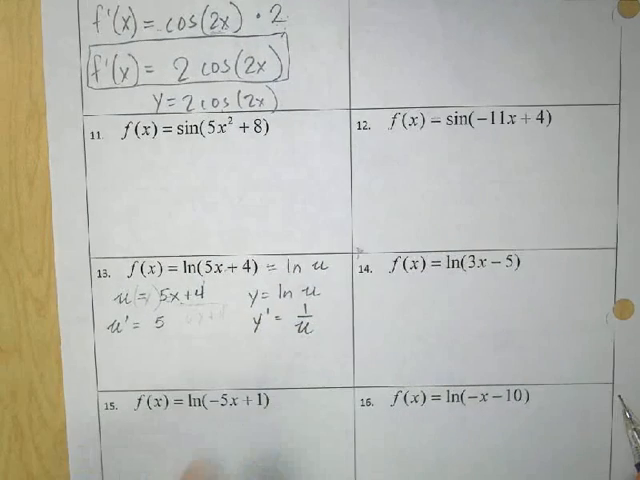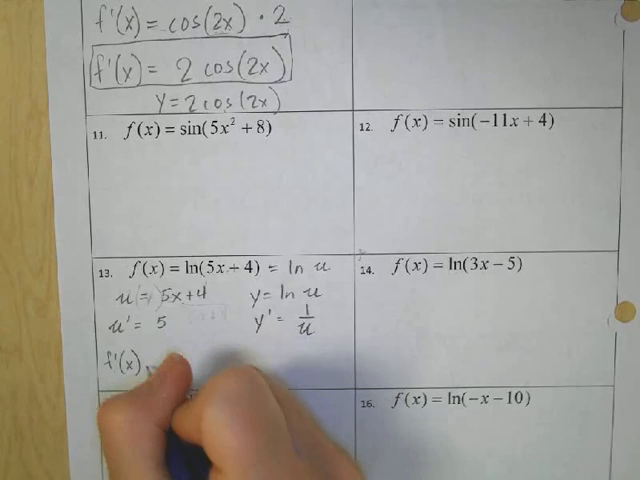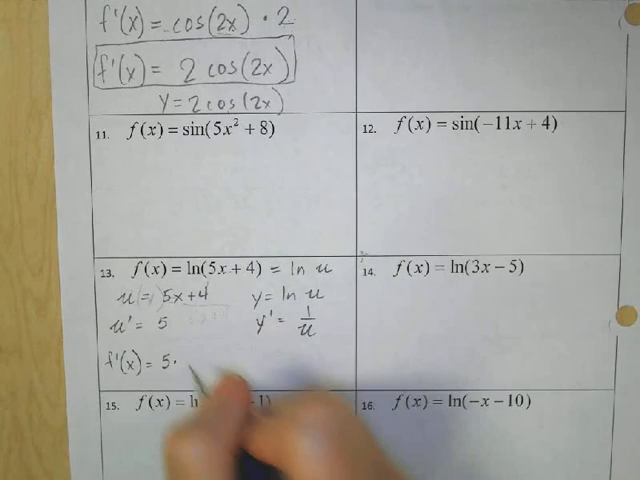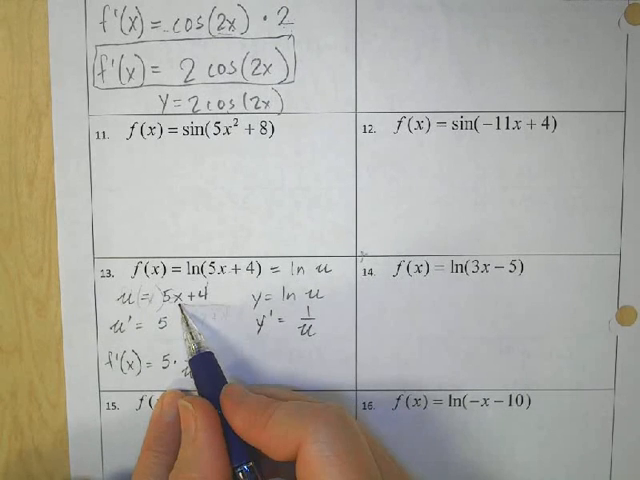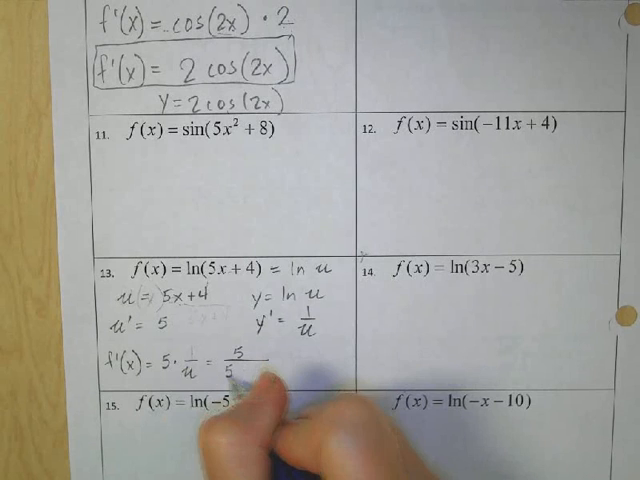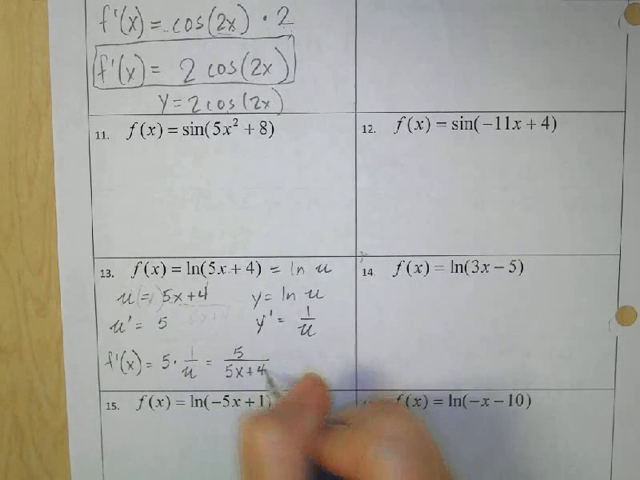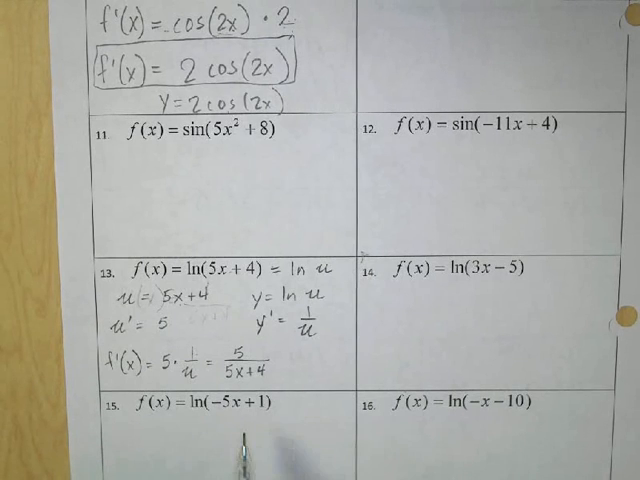Now I'm going to multiply those together. So f prime of x, the whole derivative, is 5 times 1 over u. I'm going to substitute back in for u, my 5x plus 4. And notice I did a little cleaning up as well. I did the 5 times 1 and just put that 5 on top. So here's my derivative.